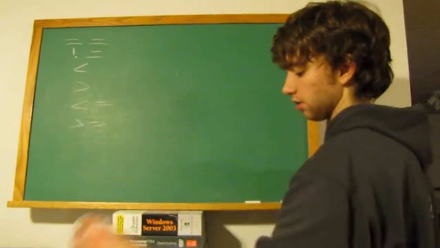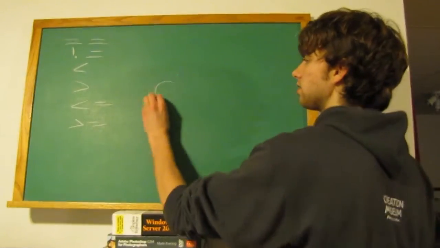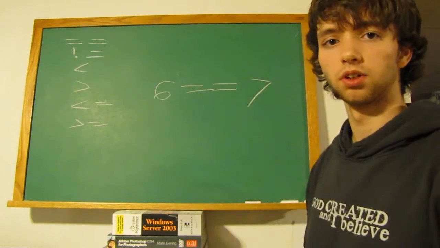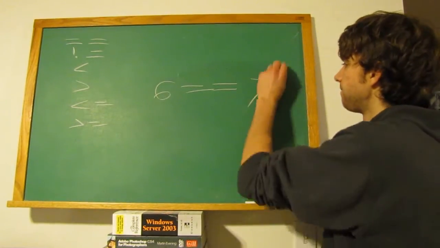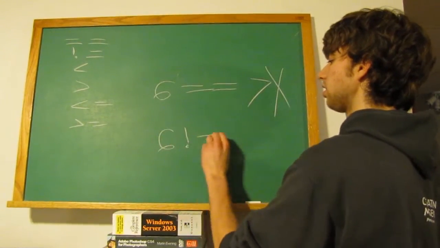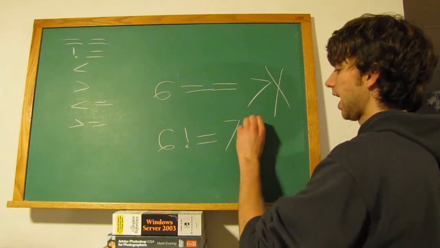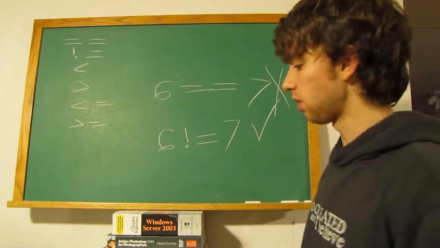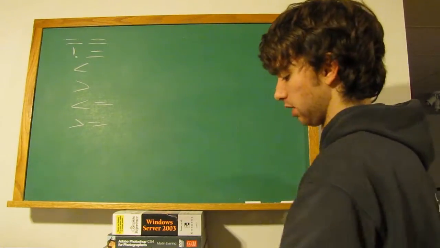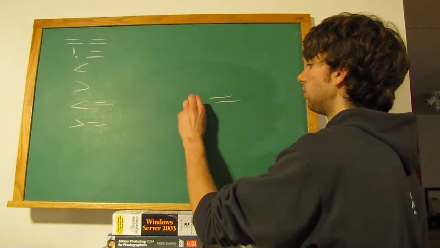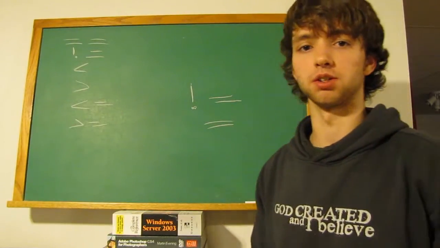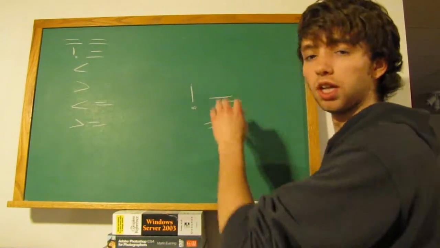So let's try another one. 6 is equal to 7. That would return false. 6 is not equal to 7. That returns true. You also have to be careful, because this one only has one exclamation mark. And the assignment operator also has one equal sign. But these two are not related.